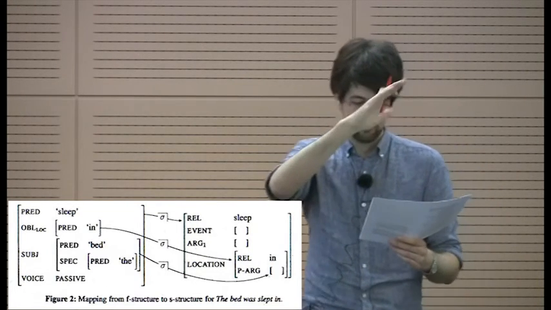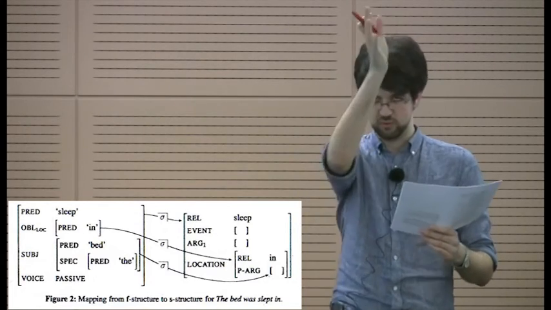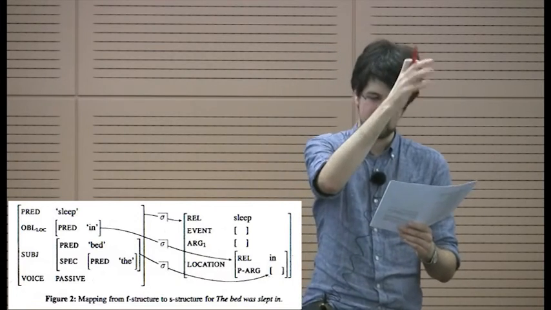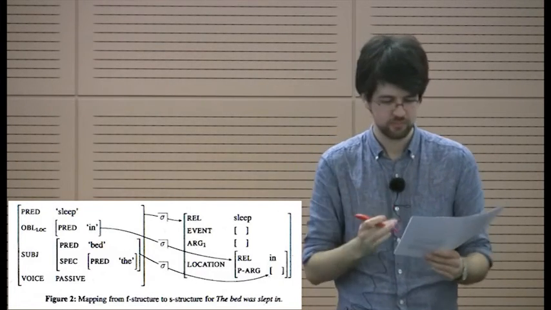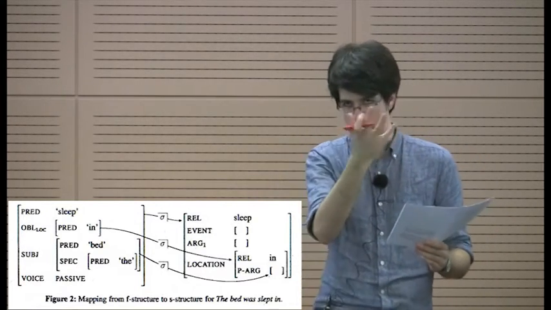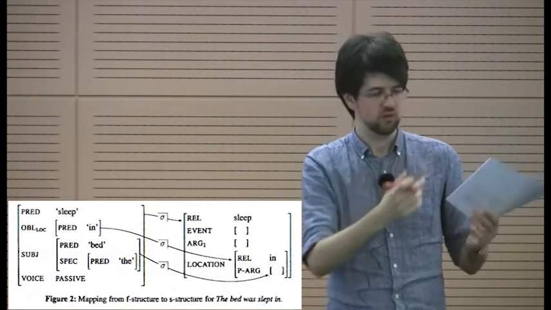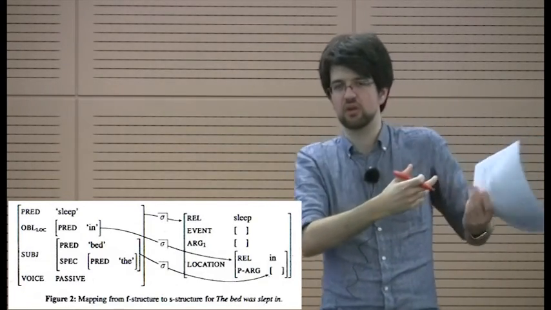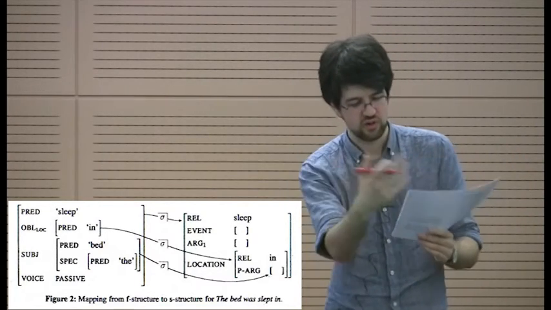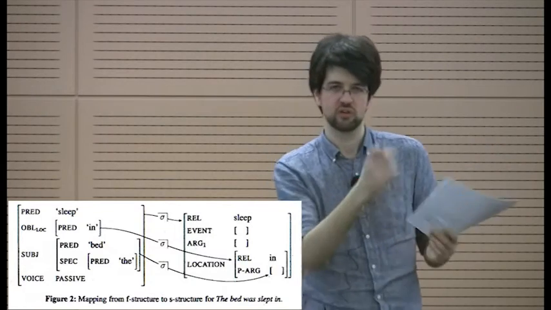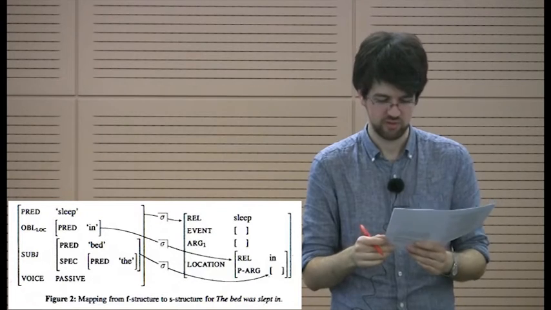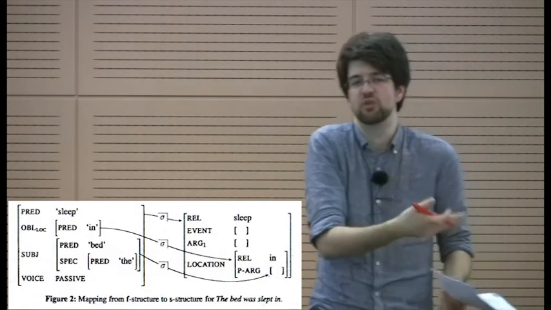On the left, we have the F structure for the bed was slept in, where you have this predicate sleep, the subject, the bed. It still has this oblique hanging around with in it, and it's in the passive. And then on the right-hand side, you have the semantic structure, where there's a sleep relation that has an event argument, and a first argument, an arg1, which is just the highest argument, whatever you want to call it. And then this location argument, which has its own internal structure, where there's this in relation and its argument, which is just called p-arg for the sake of brevity. But that's just the internal argument of the preposition.